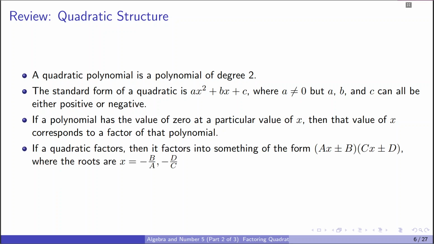If a quadratic factors, then it factors into something of the form ax plus or minus b and cx plus or minus d. Remember, our variables in math are case sensitive, so capital A is not the same as lowercase a. Then the roots should be at plus or minus b over a and plus or minus d over c.